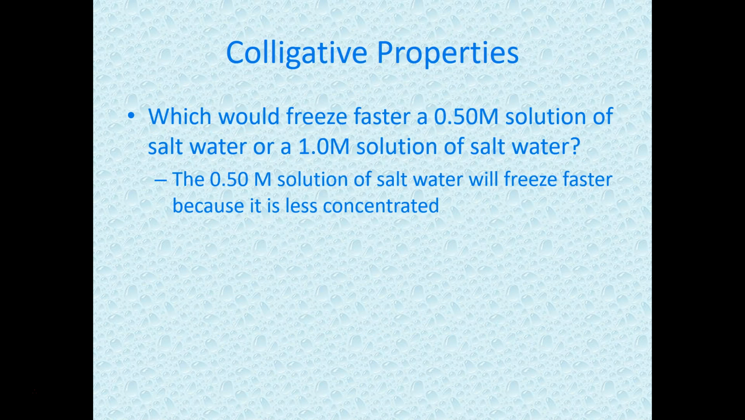So which would freeze faster? A 0.5 molar solution of salt water or a 1.0 molar solution of salt water? The answer is a 0.5 molar solution of salt water will freeze faster because it is less concentrated. And remember, as concentration increases, our freezing point is going to decrease. So that means the lower concentration solution is going to freeze faster.